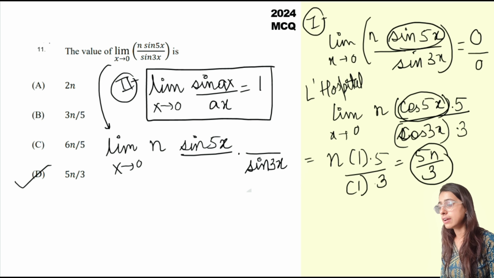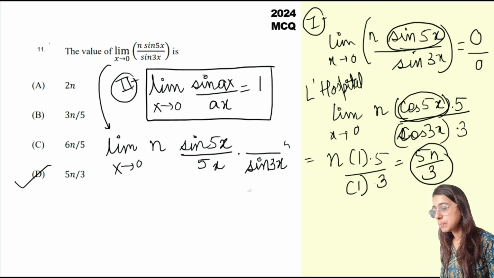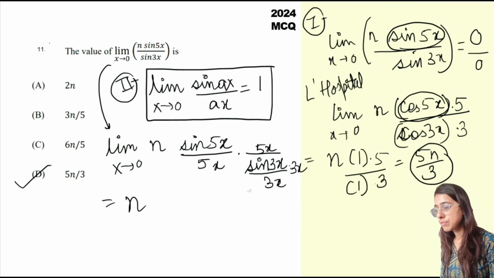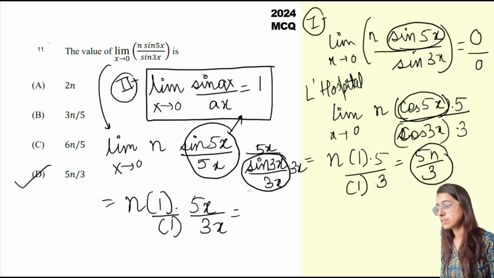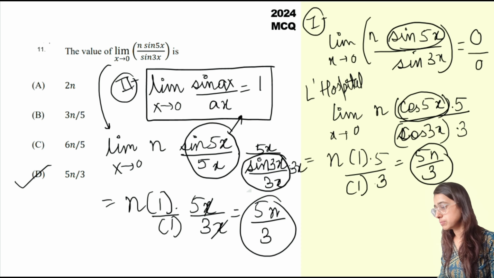Here, if I divide and multiply 5x, then in sin 3x I also multiply and divide by 3x. So what I will get, n is a constant, sin 5x by 5x will follow this property and give us 1, and in the denominator sin 3x by 3x will also follow the same property and give us 1. So 5x by 3x will be left, x will get cancelled, so we will get 5n by 3. So D is our correct option.